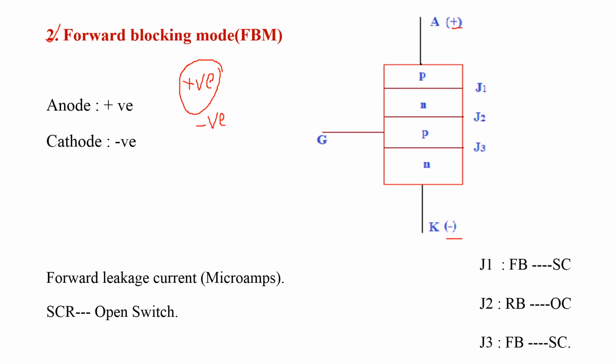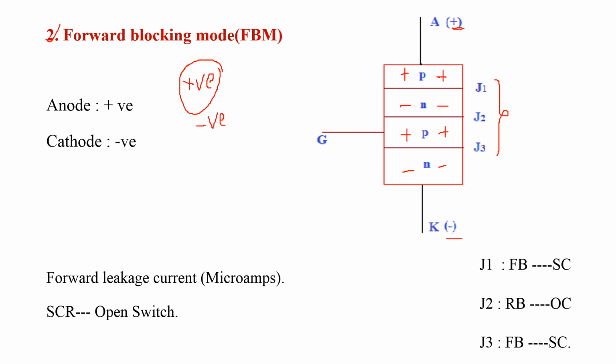We already know these layers: the P layer has majority charge carriers that are holes, and this N layer has majority charge carriers that are electrons. Again, the P layer has holes and the N layer has electrons as majority charge carriers. Now we are going to analyze the behavior of these three junctions. Depending upon the behavior of these three junctions, we can conclude whether SCR is an open switch or a closed switch.